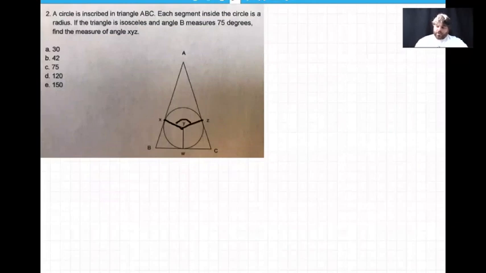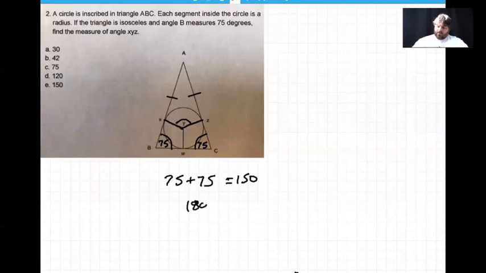Okay, so a couple things. Let's use the information they give us. They say it's an isosceles triangle, so these two sides are the same length. And angle B measures 75 degrees. So 75 degrees here. Since it's isosceles, these two angles are going to be the same. Of course, in my triangle, if I know two angles, I can find the third angle. We've got 75 plus 75, that's 150. So we do 180 minus 150 to find this third angle up here, which becomes 30 degrees.